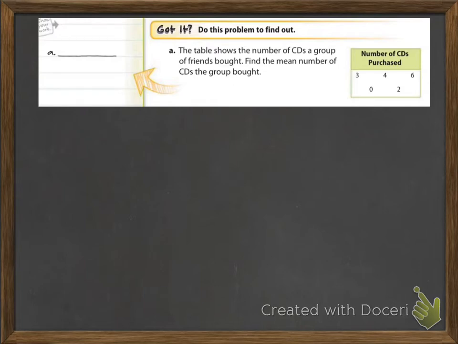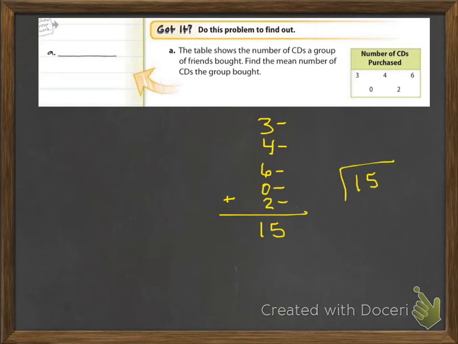The first thing you probably should have done is add the data values up. So we've got 3, 4, 6, 0, and 2. Notice even though it's 0, and I know that doesn't actually change my sum, I did include it as a piece of my data. That's because when I go to divide at the end, I know how many numbers there were originally. 3 plus 4 is 7, 8, 9, 10, 15. So I got a total of 15. And I need to divide that by 1, 2, 3, 4, 5. So I'm going to divide that by 5. And I get an average or mean number of 3. So you would write 3 right there.